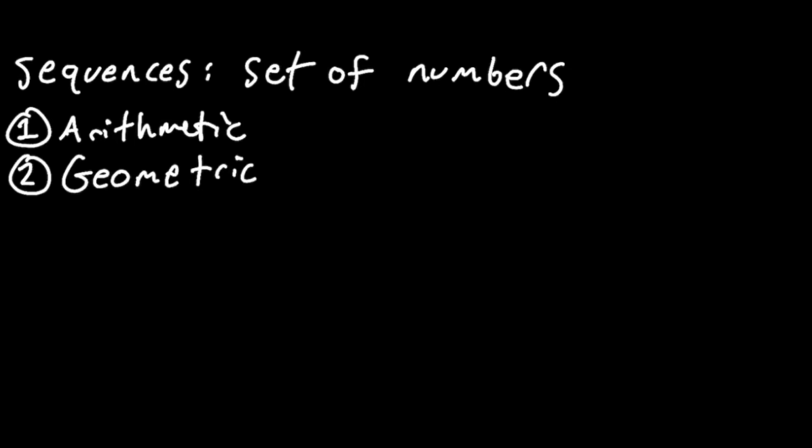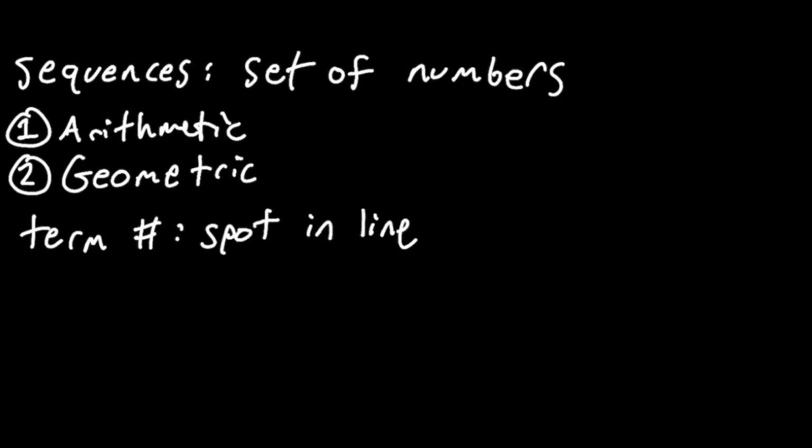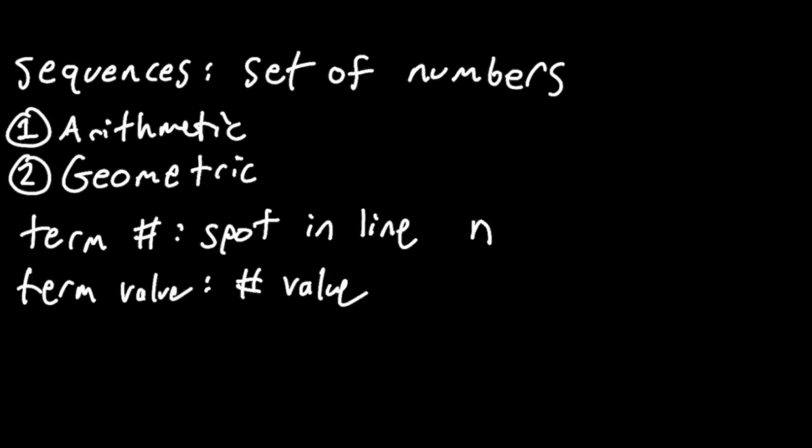A sequence term number is its position in line. So term number, you can think of as the number's spot in a line or a list. The term value is the number itself, the number value itself. So the term number we will often denote as n. The term value we will denote as t sub n, the nth term value.